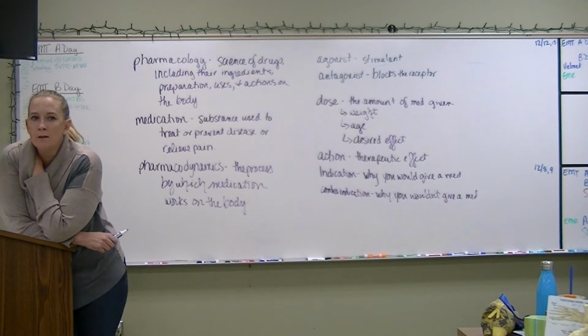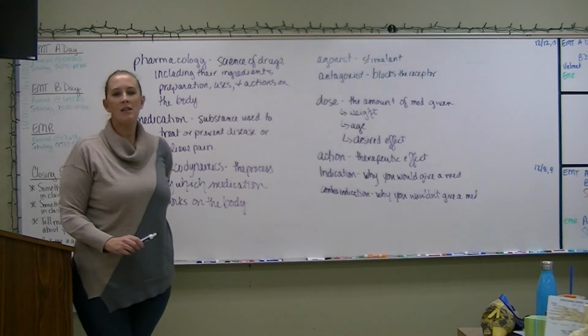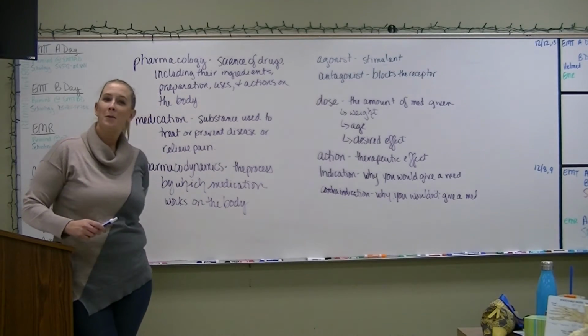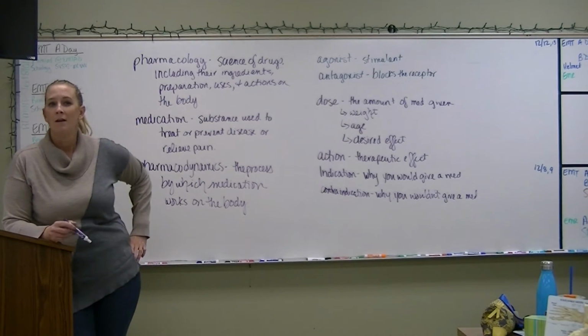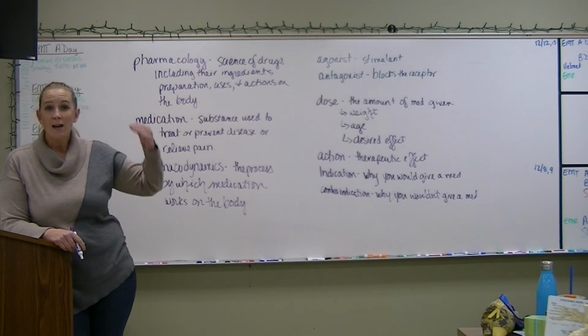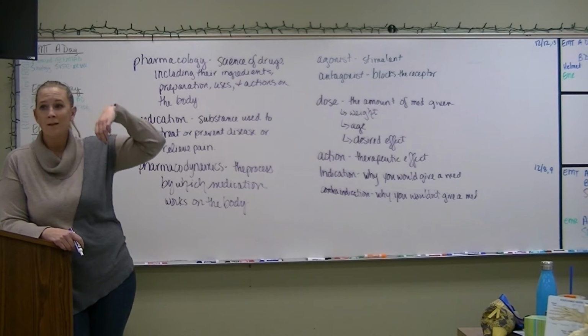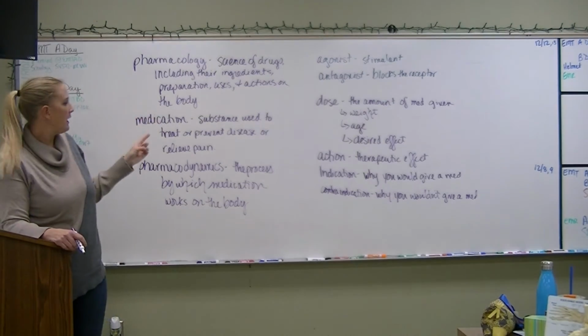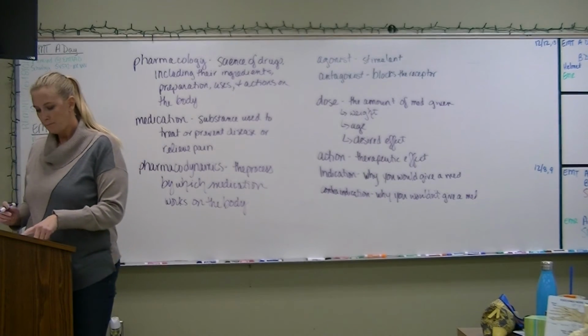Head injury. Why would head injury be a contraindication to the use of nitroglycerin? What does nitroglycerin do? It's going to let the blood flow out quicker. There's not a whole lot of room in the head for bleeding, so we don't want it to bleed if we can help it. Okay, so contraindication is why you wouldn't give a med.